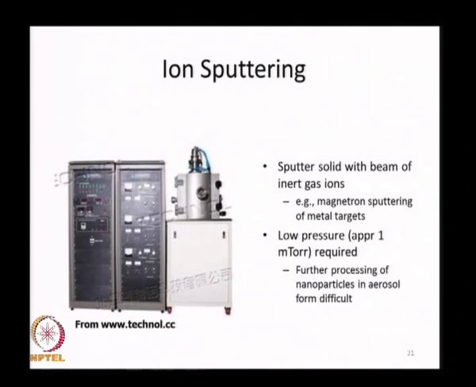Ion sputtering is another commonly used technology, where in this case you are essentially impacting the solid surface with high energy ions. So, this process is called sputtering. Sputtering refers to hitting the solid surface with a beam of gas ions. Again, these can be inert or reactive as the application demands. Magnetron sputtering is a name that is commonly given to equipment that is used for this process of sputtering of metal targets to produce metal vapor.